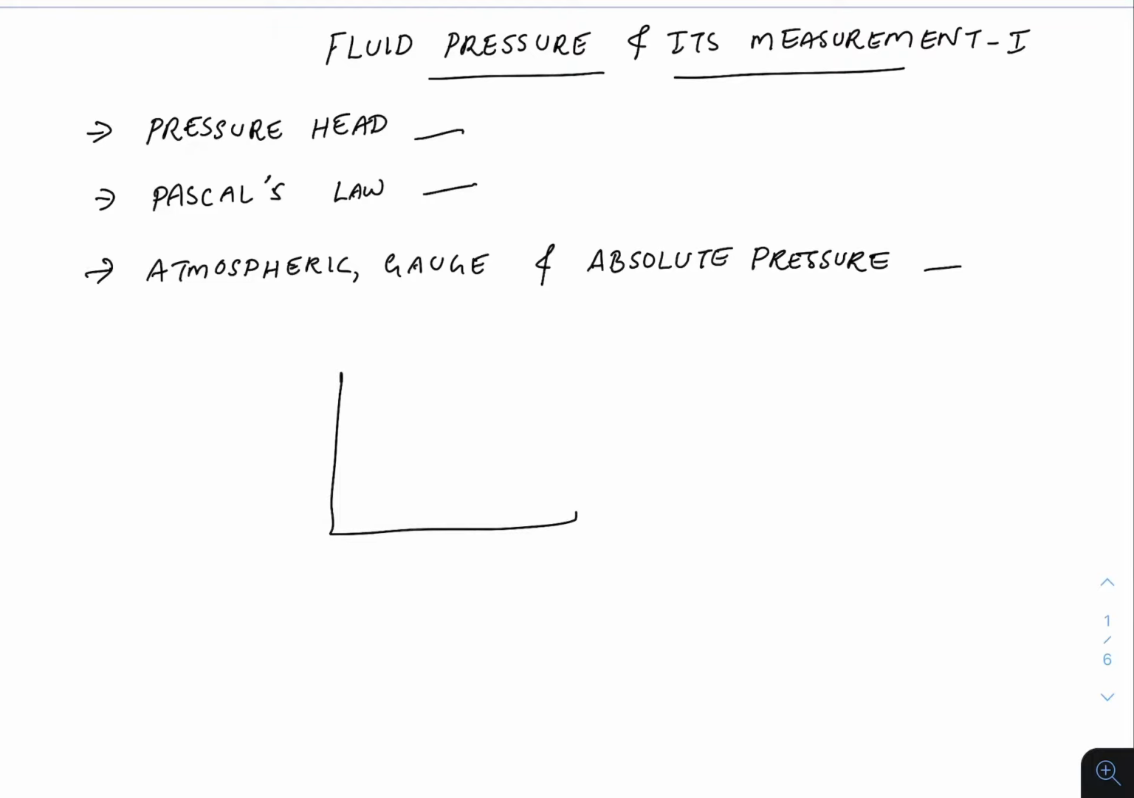See here, in a container I am putting some fluid. This fluid will exert a pressure equal to weight by cross-sectional area at the bottom, and a linearly varying pressure on the sides. So this weight divided by the bottom cross-sectional area gives you the pressure exerted by this fluid on the base. So let's discuss what is pressure head.